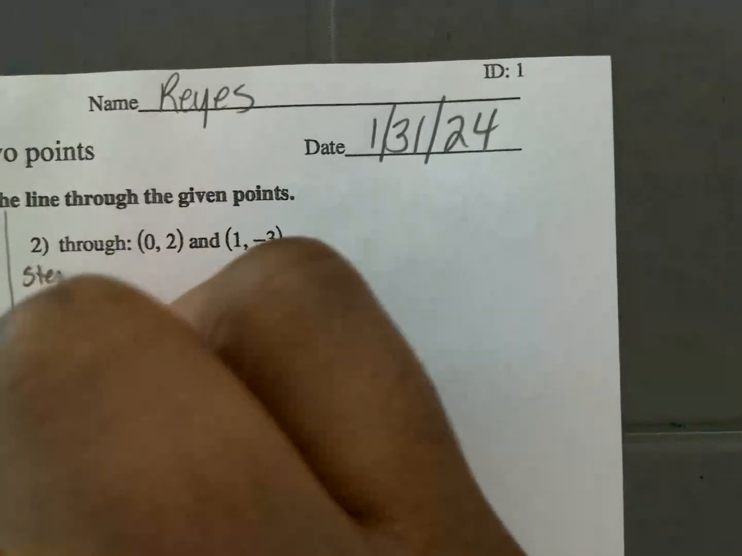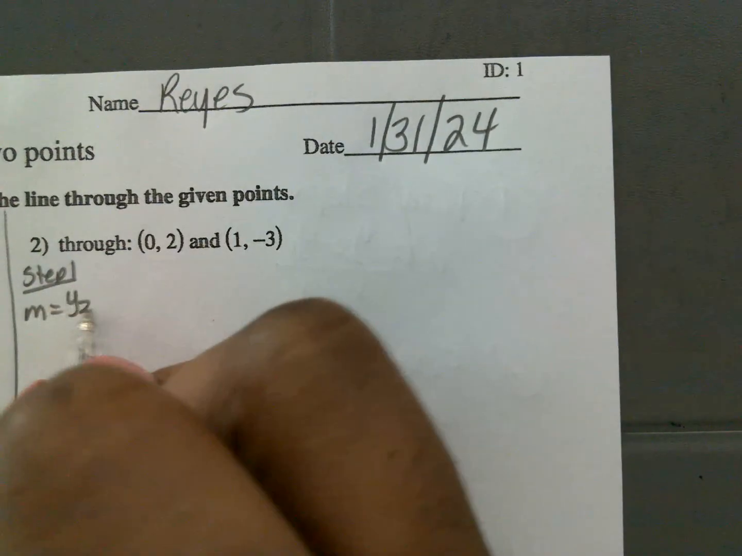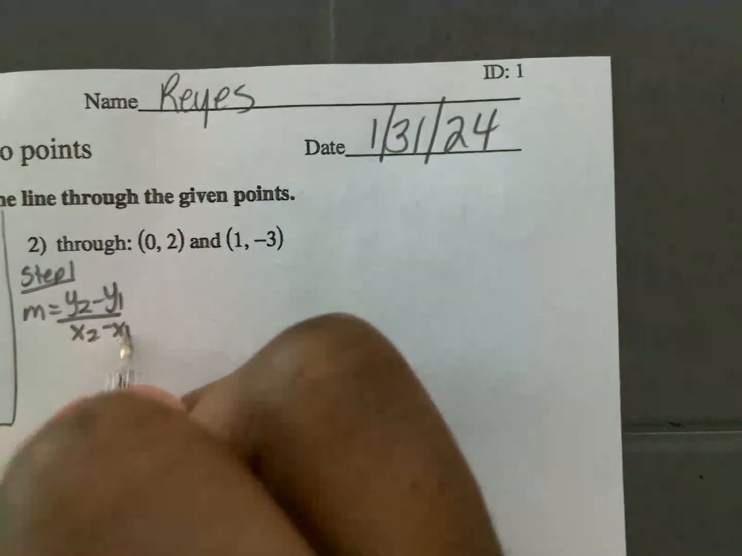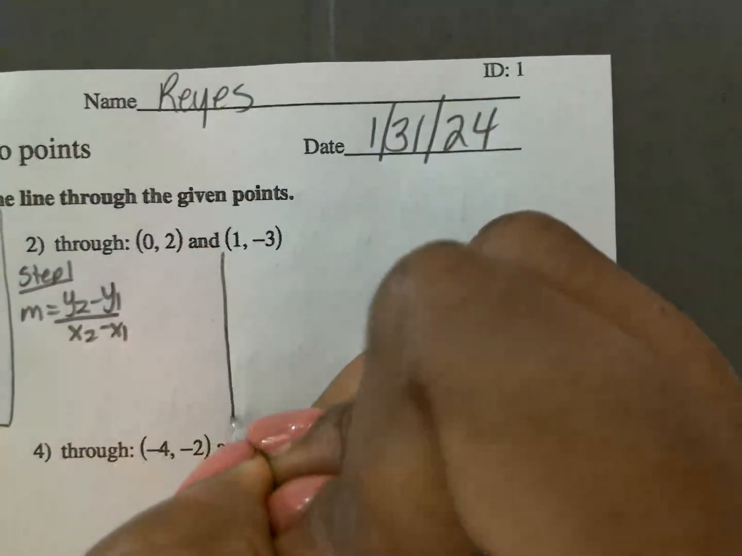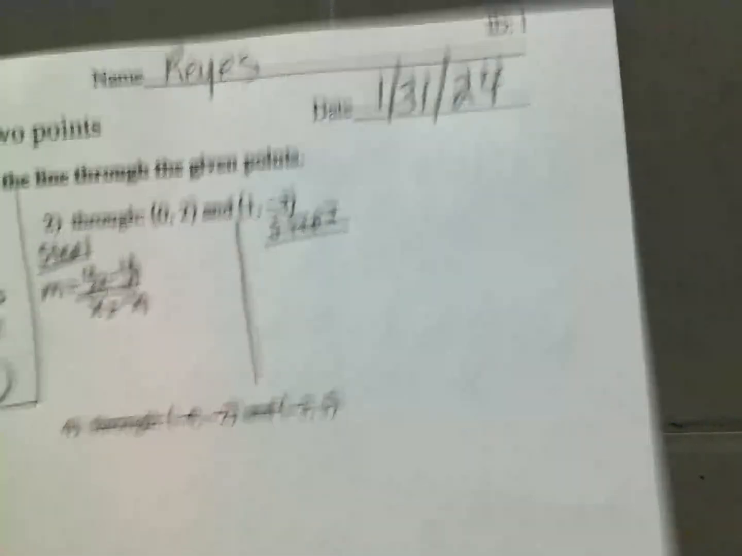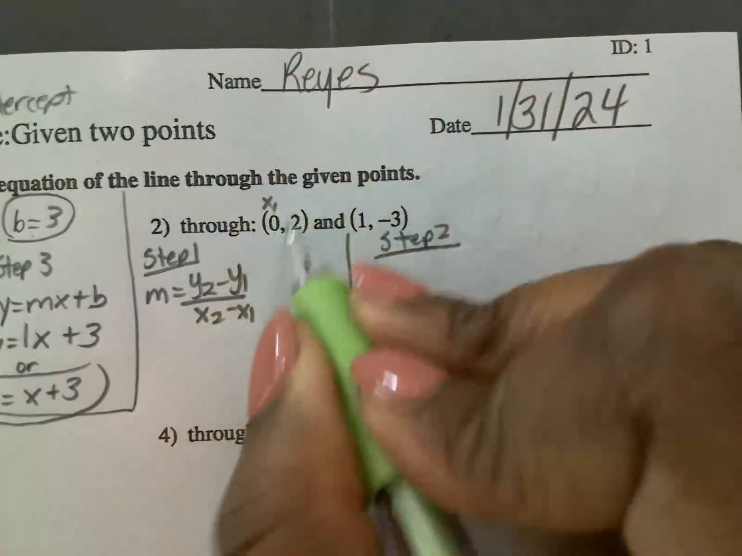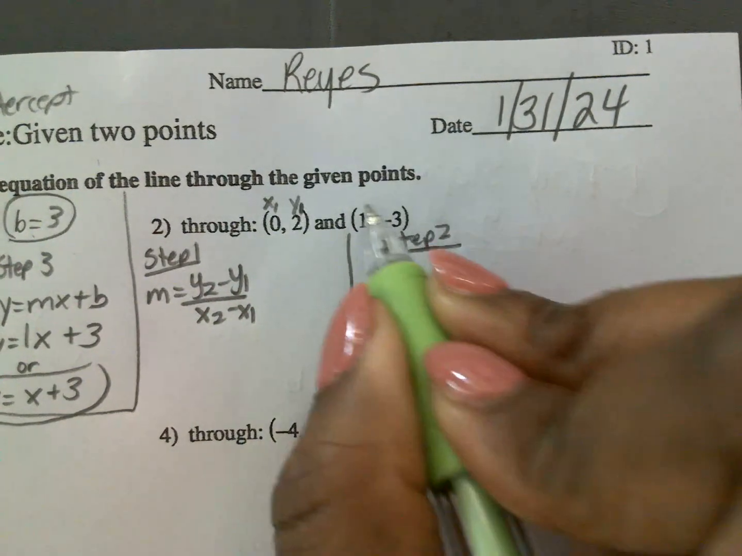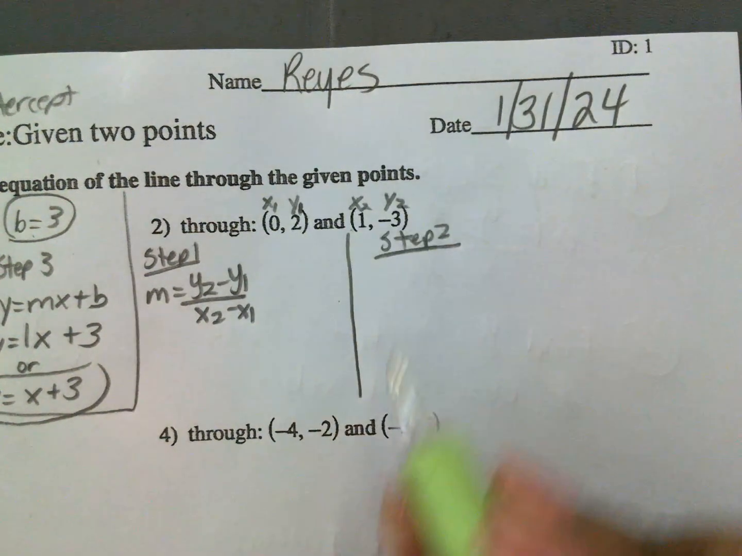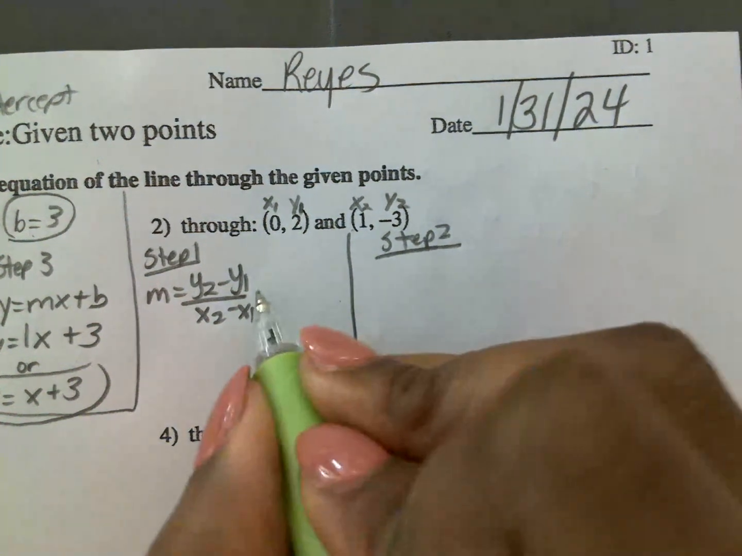Step 1 is we're going to find the slope. Okay? We're going to use y2 minus y1 over x2 minus x1. Okay? We're going to do that first. So let's label. This is x1, y1, the first point, and x2, y2, the second point. And let's substitute these numbers into the formula.